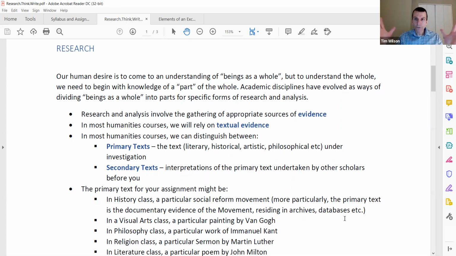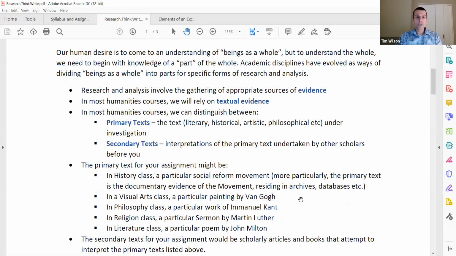For your own paper, you've narrowed that down to the work, and then to Paradise Lost, and you're going to have to be even more narrow, and try to hone in on maybe a particular set of passages, a particular question, to make the research meaningful, so that it's not too broad and not too vague. So research and analysis involves gathering the appropriate sources of evidence, and in humanities courses, we rely on textual evidence.